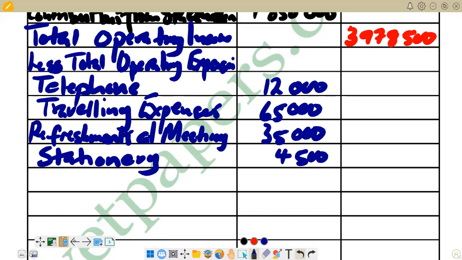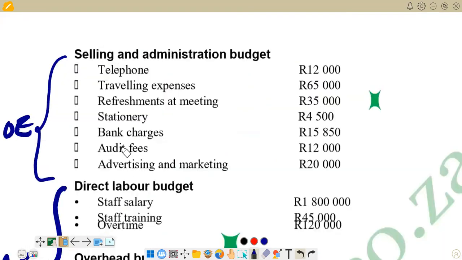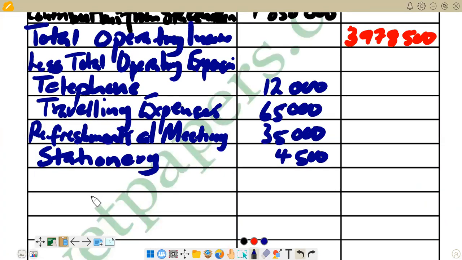And then we check others that we have there. So beneath stationery, we've got bank charges, 15,850. And we also have got audit fees, which is 12,000. And we've got advertising and marketing, 20,000. So we can go and list these three, that is bank charges, audit fees, and advertising and marketing. So we can just go there and put them. Right, we are here. So beneath stationery, we have got bank charges.